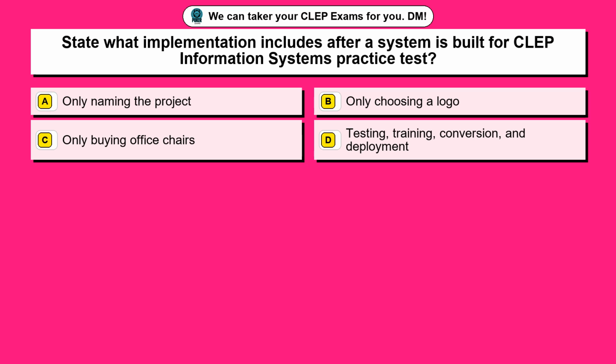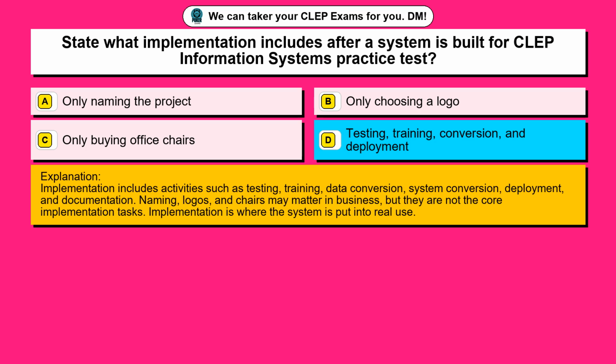Question 74. State what implementation includes after a system is built for CLEP Information Systems practice test. Option A, only naming the project. Option B, only choosing a logo. Option C, only buying office chairs. Option D, testing, training, conversion, and deployment. The correct answer is option D, testing, training, conversion, and deployment.